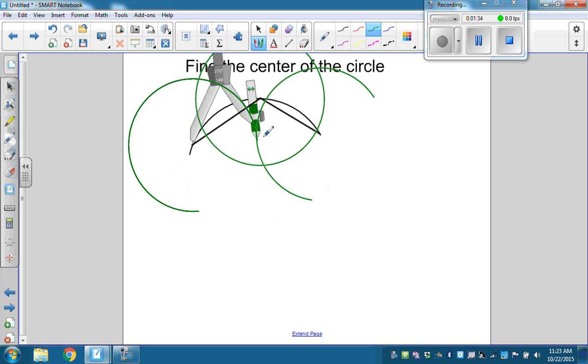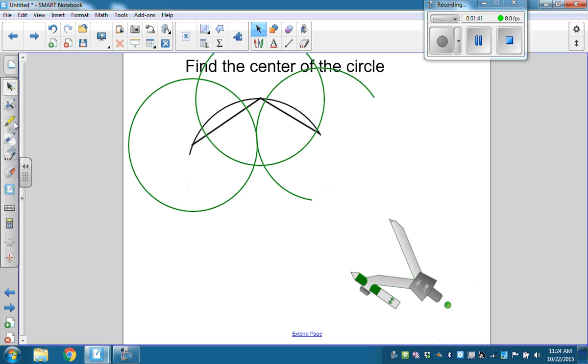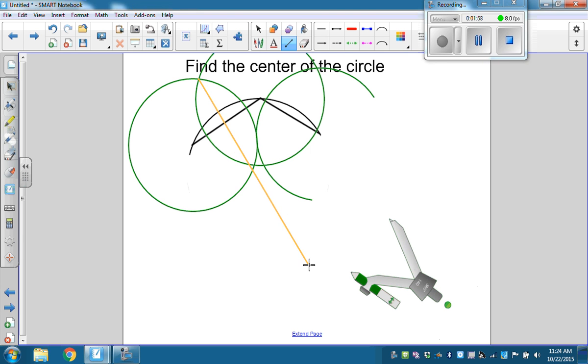But then you kind of have to step back and visualize. But then I can take, this is where the compass, the line tool is not always very cooperative for me, but we'll see. So then I'm going to draw in my perpendicular bisectors. It's about there.